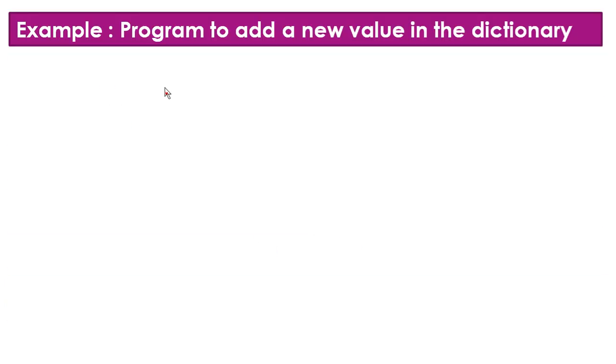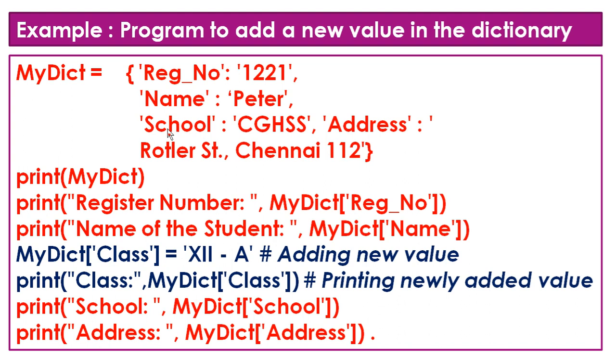This is the example program to add a new value in a dictionary. So how to add a new value in a dictionary? This program is used to demonstrate adding a new value in the dictionary. Here mydict is equal to register number, name, school and address. Print mydict, it prints the whole dictionary.